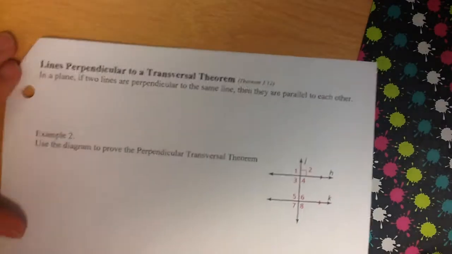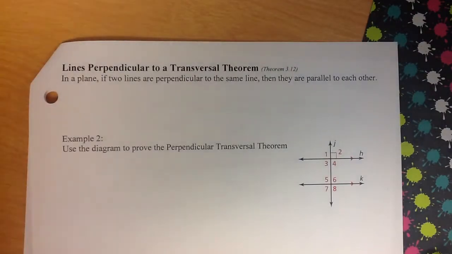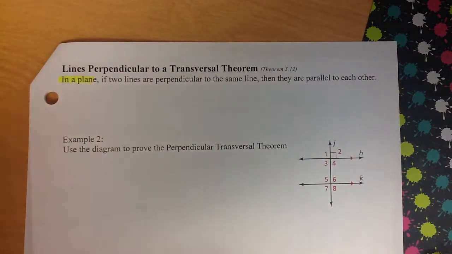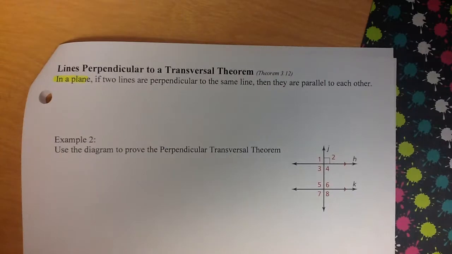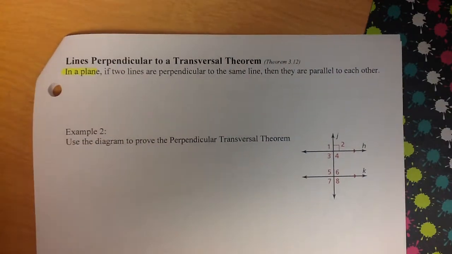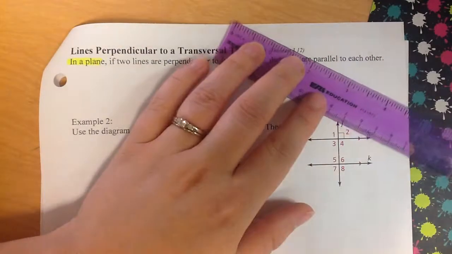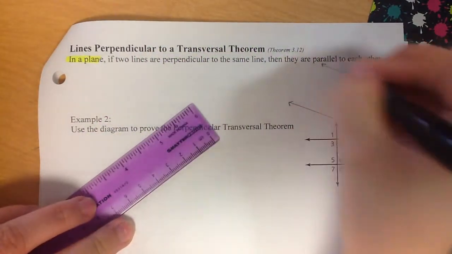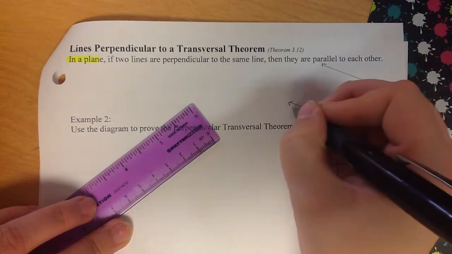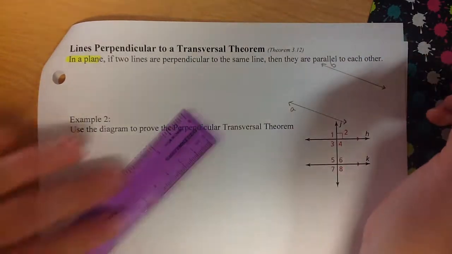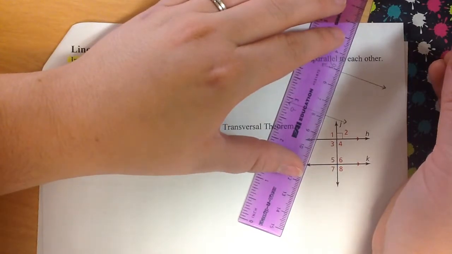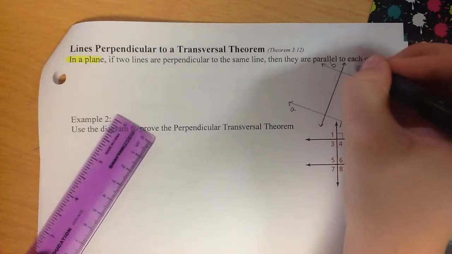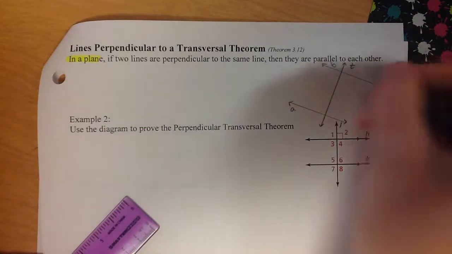The next one also is contained in a plane, again, in a plane. If two lines are perpendicular to the same line, then they are parallel to each other. So let's draw a picture. Here we have two lines. Let's stick with A and B. Line A, line B. And they're perpendicular to the same line. So let's go ahead and draw a line in. Okay. And let's call this line T. Two lines are perpendicular to the same line.